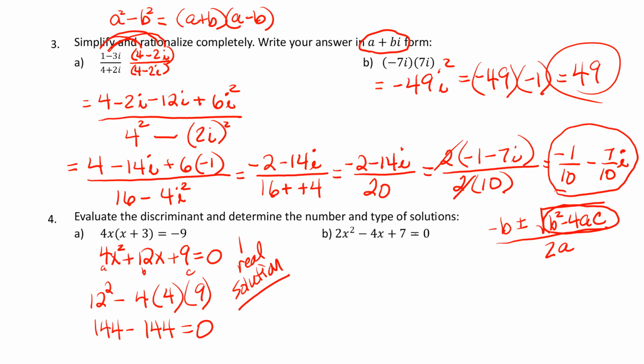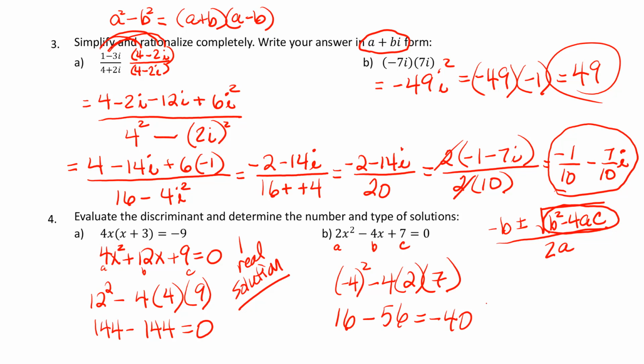For part B, we have it already in the correct form. You've got a, b, and c. So our discriminant is b squared, so that's negative 4 squared, minus 4ac. So that is 16 minus 56, which gives me negative 40. Therefore, I have two complex solutions because I'm going to have a negative under the square root.